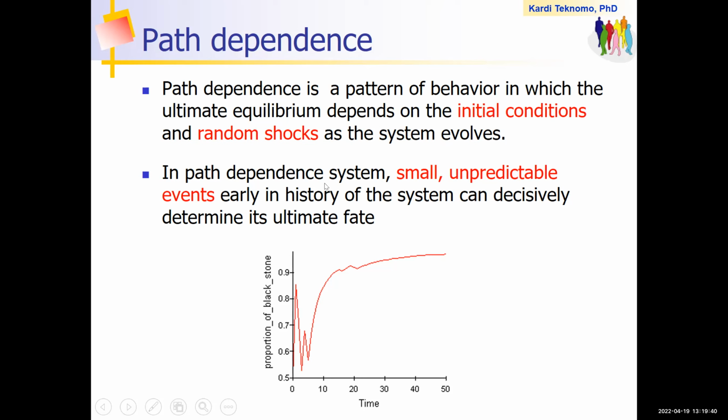So this is a difference equation. I will show you in a moment how the difference equation works. This is actually a difference equation, and you can see the connection between difference equations and game theory. So in a path-dependent system, small unpredictable events in the early history of the system can decisively determine the ultimate fate.